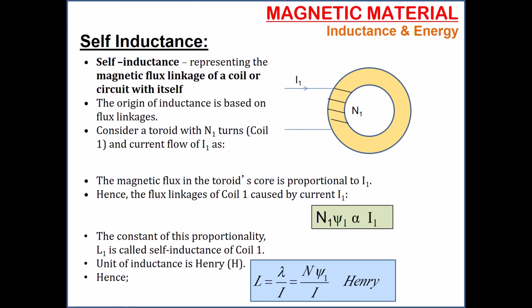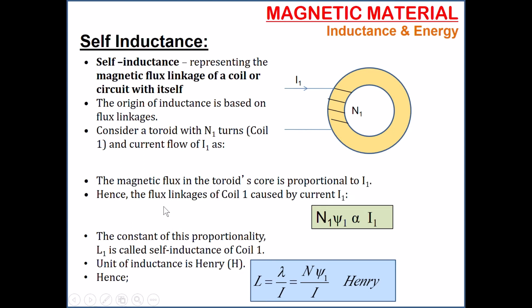Next, we will discuss the self-inductance. Basically, the self-inductance represents the magnetic flux linkage of a coil or circuit with itself. The origin of inductance is based on the flux linkage. Let's consider a toroid with N1 turns, which is coil 1, and a current flow of I1. We see in this figure, we have the current I1 and we have a certain number of turns N1.